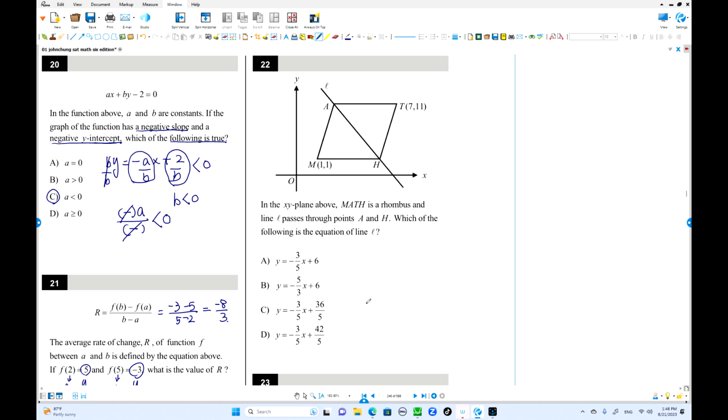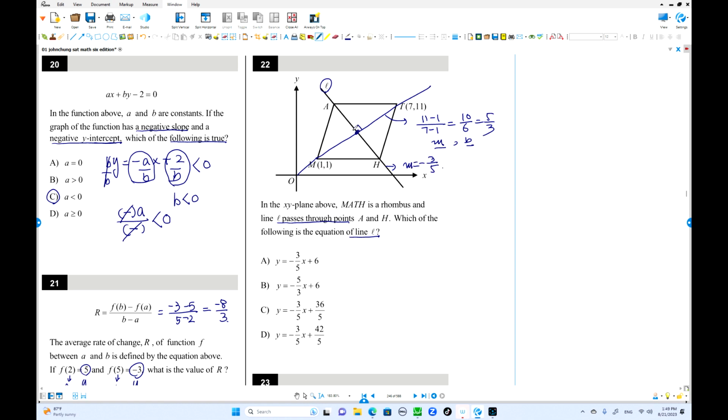The number 2, the equation of this line. So we need to find the slope and the y-intercept. Where is the slope? Because this is a rhombus, the diagonals are perpendicular. This slope is y2 minus y1 over x2 minus x1, 10 over 6, that is 5 over 3. So this slope is the negative reciprocal, negative 3 over 5.